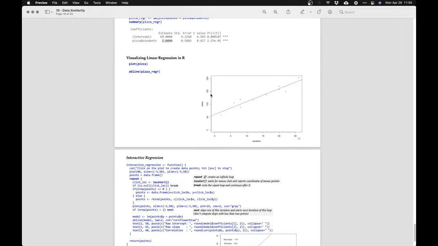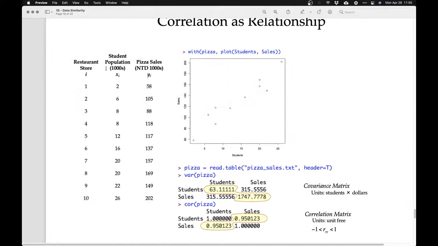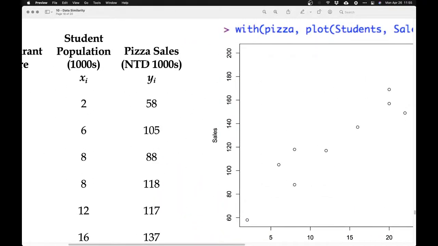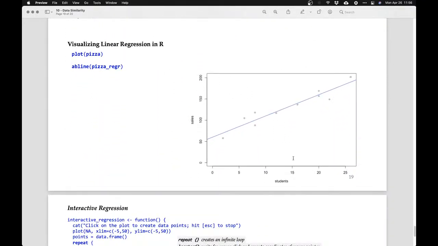Excuse me. I should look at the units a little bit more. For every 1,000 students I add, the sales goes up by 5,000 NTD. Okay, unit by unit. So it's a slope expressed in the units of the two variables.